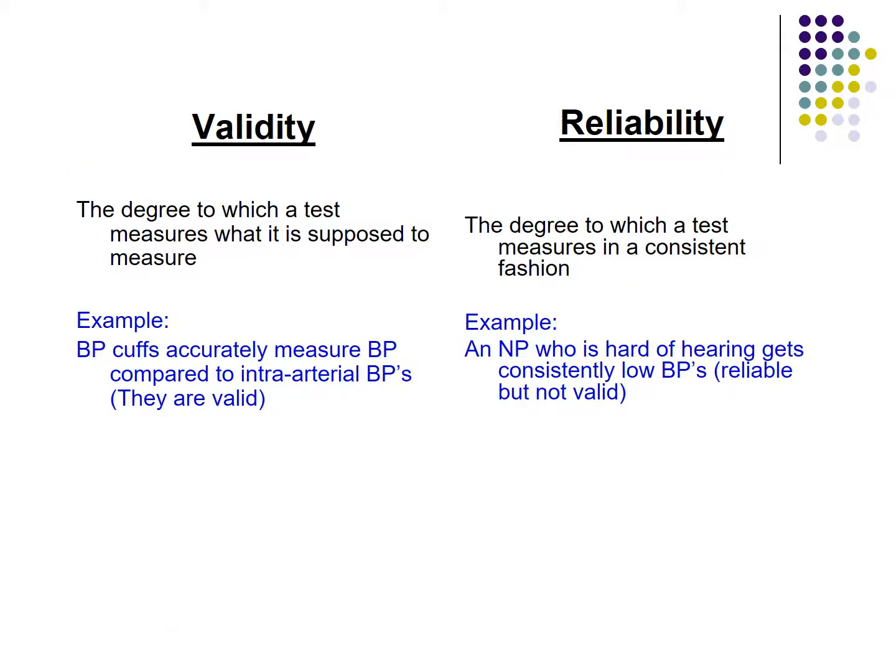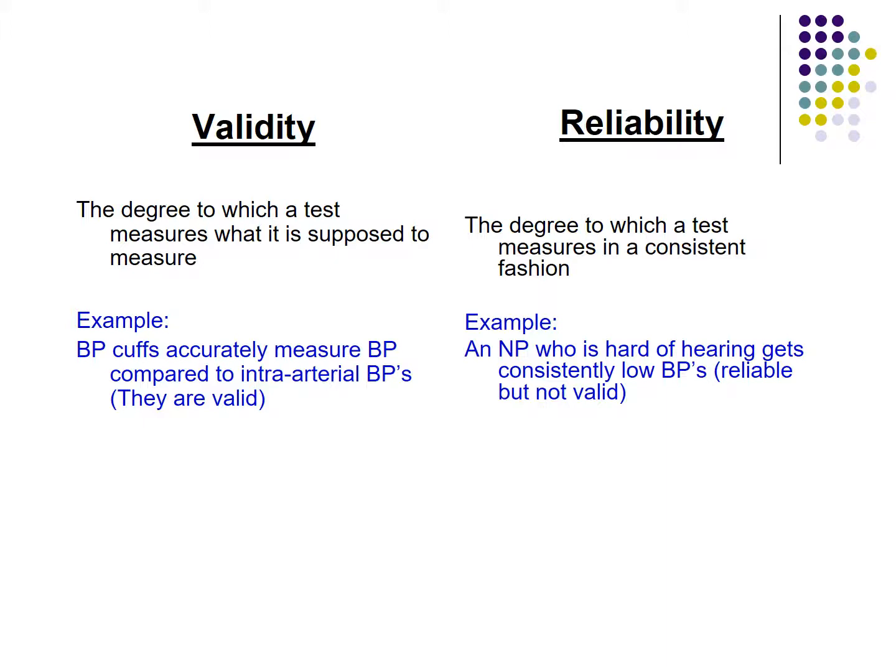Okay, validity and reliability. Validity is the degree to which a test measures what it is supposed to measure. For example, arm blood pressure cuffs accurately measure blood pressure compared to intra-arterial blood pressures, which in this case would be the gold standard. So it measures what it is supposed to measure, which is the intra-arterial blood pressure.